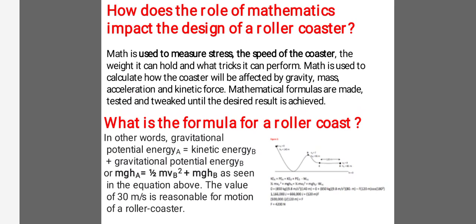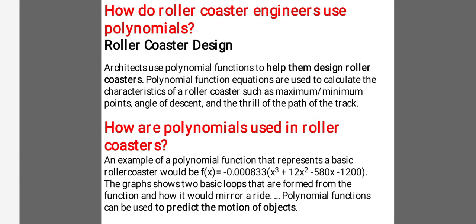What is the formula for a roller coaster? In other words, gravitational potential energy A equals kinetic energy B plus gravitational potential energy B, or mgh A equals half mvb square plus mghb, as seen in this equation above. The value of 30 meters is reasonable for the motion of a roller coaster.